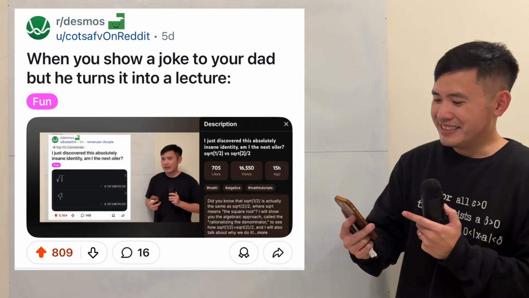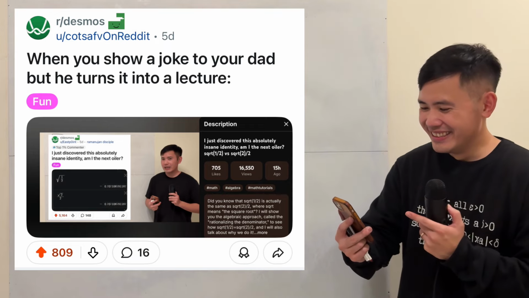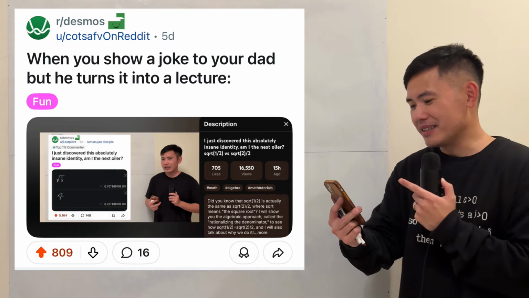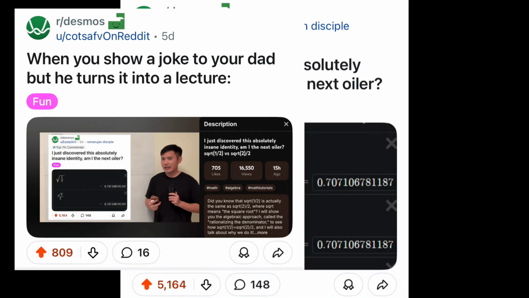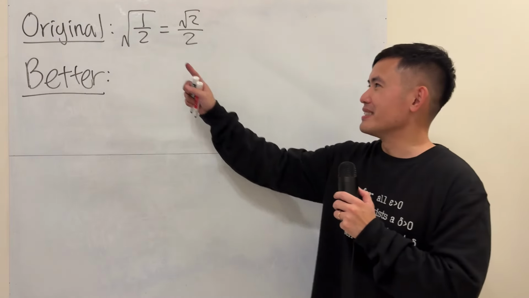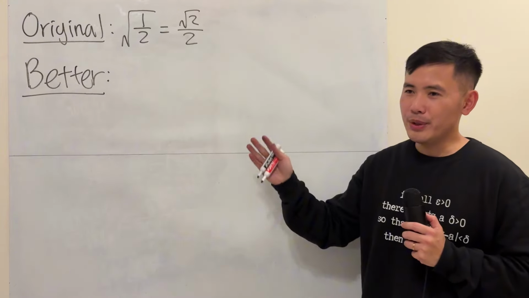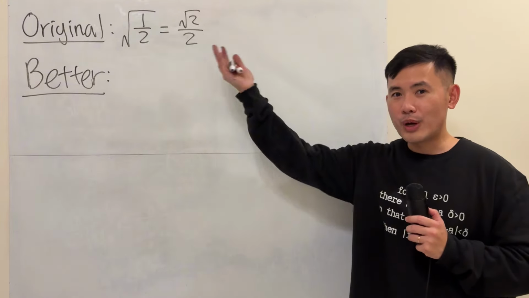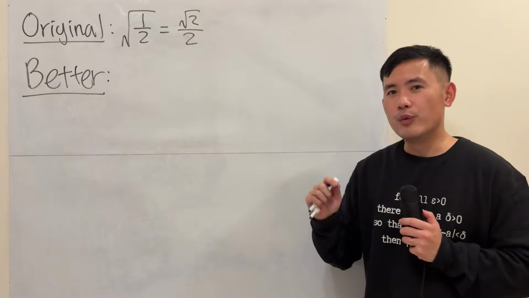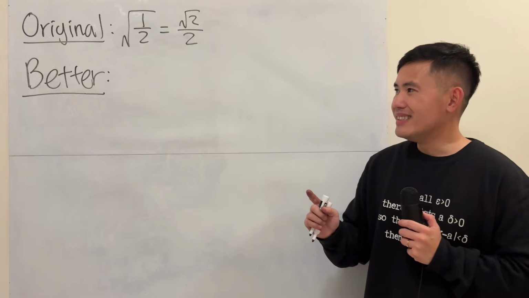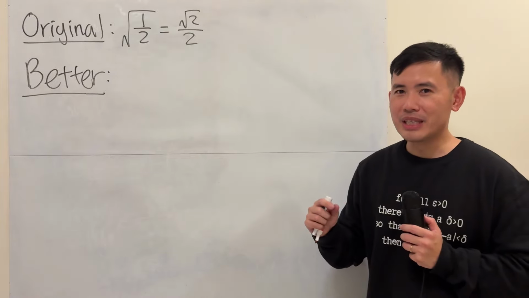And this post is actually about me, where I did a video on a previous post. And the original is about this. Square root of 1/2 is equal to square root of 2 over 2, which is pretty cool. And I also told you guys about rationalizing the denominator and how we do that. But today, just to continue, I'm actually going to give you guys something better.